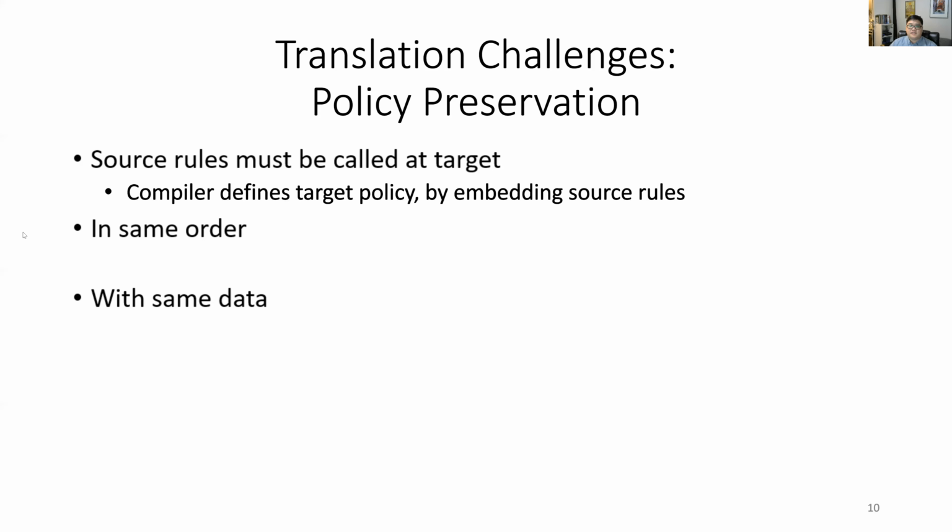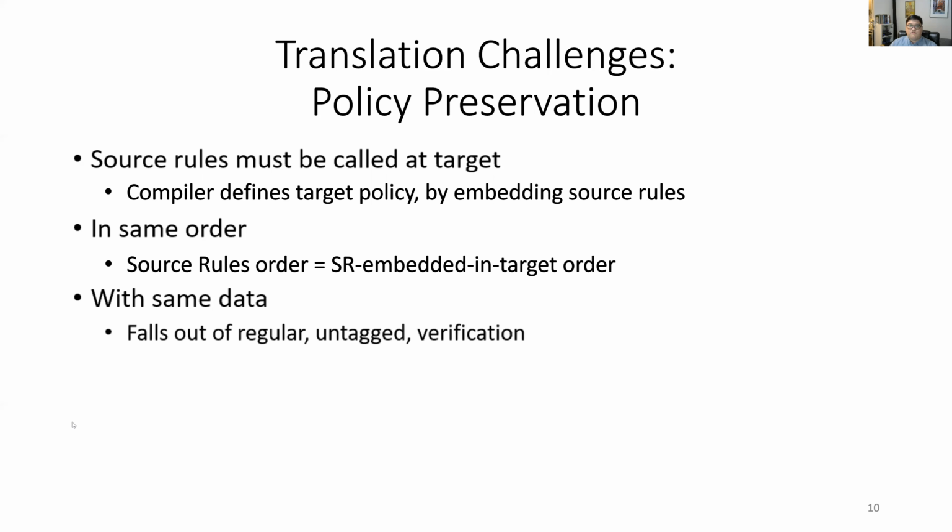Our compiler defines a target policy by embedding source rules into target rules, and our verification shows that these are invoked in the same order as source. For the third bullet here, the regular preservation of the sequence of operations and the data they receive accounts for tag rules getting the same operand or value tags at both source and target levels. However, PC tag propagation has to be verified separately as there's no regular analog.